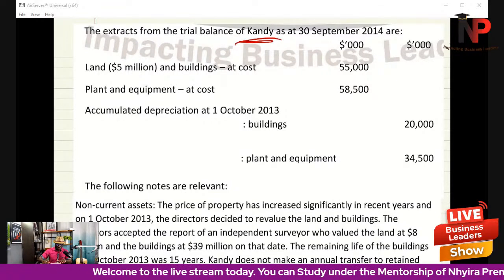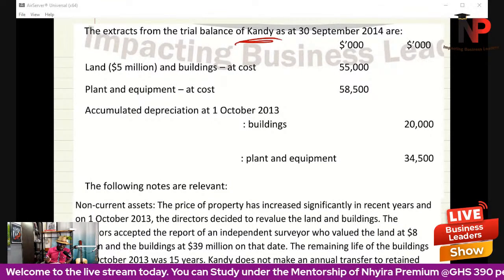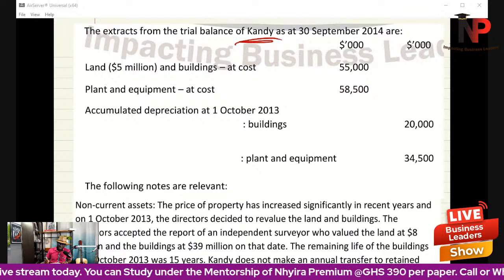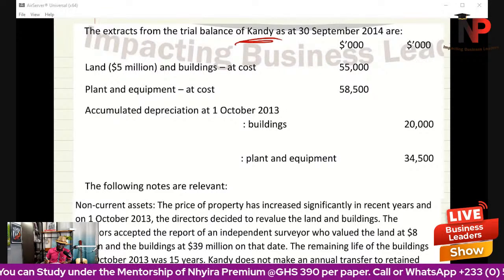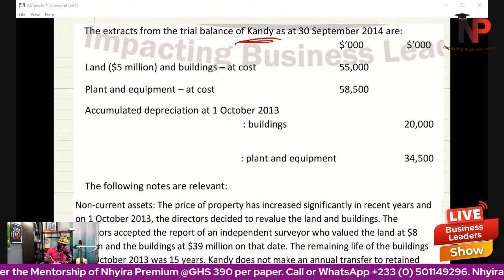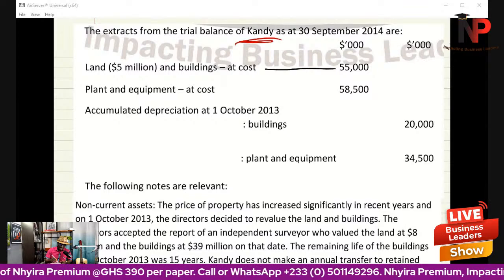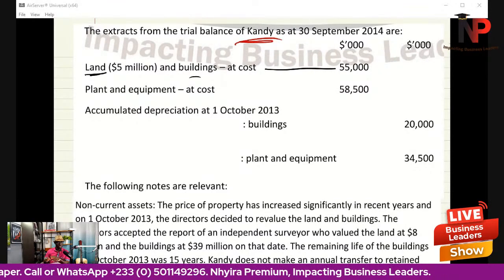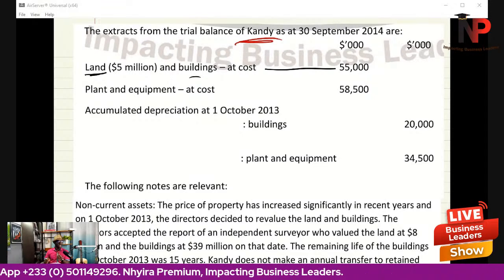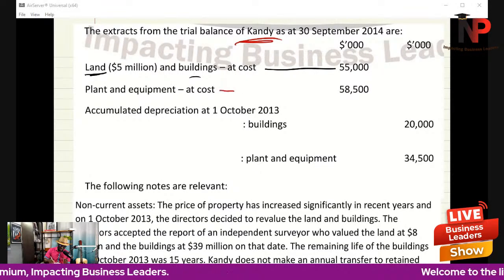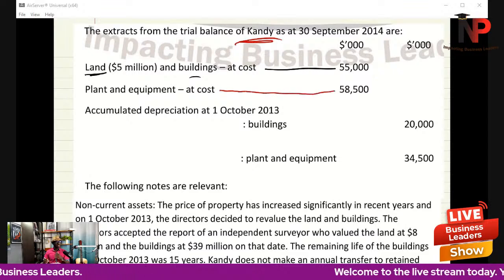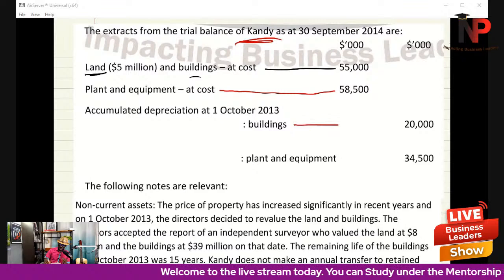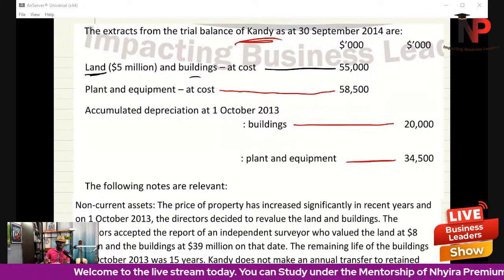So let's look at this question we have here. The extracts from the trial balance of Candy as at 30th September 2014 are below. So we see the cost of the asset, we see land and building, and the total cost is 55,000, with the land element being 5 million. Then we are told also that there is plant and equipment, and that is 58,500. Then we see accumulated depreciation also coming in.